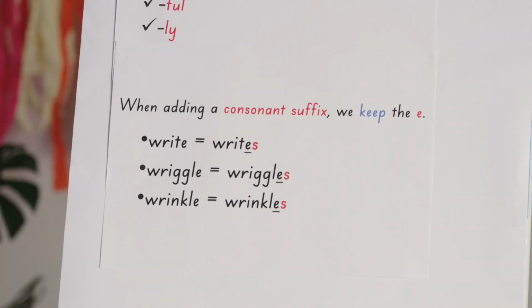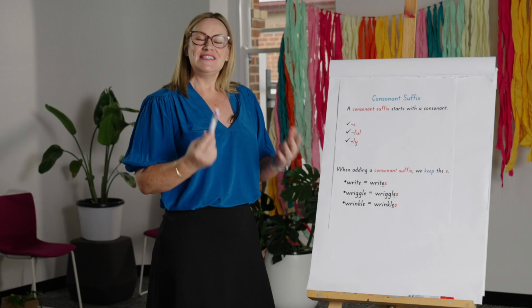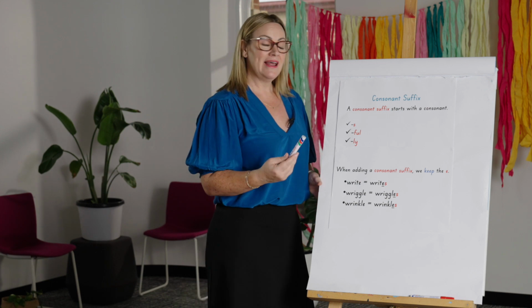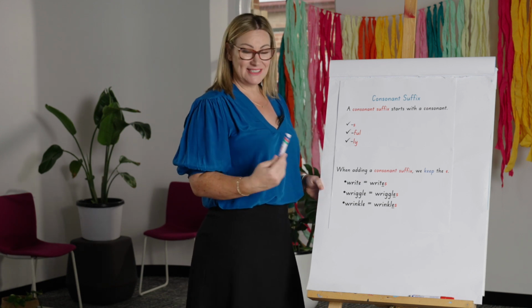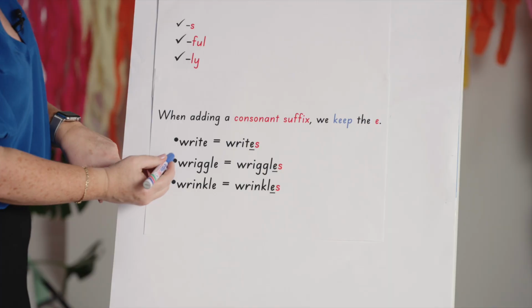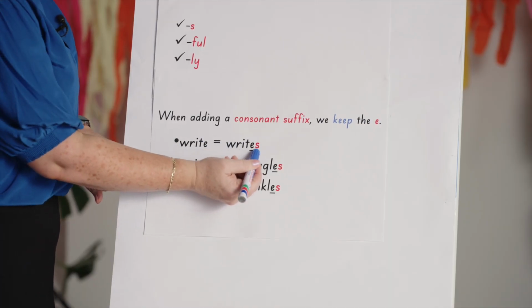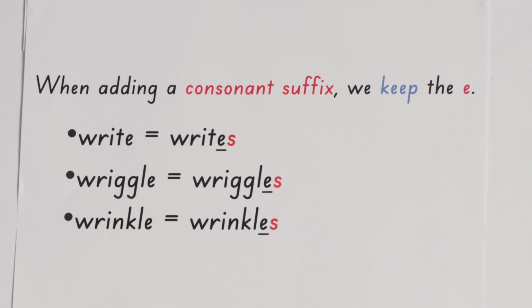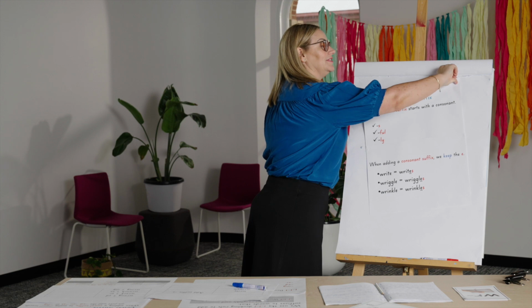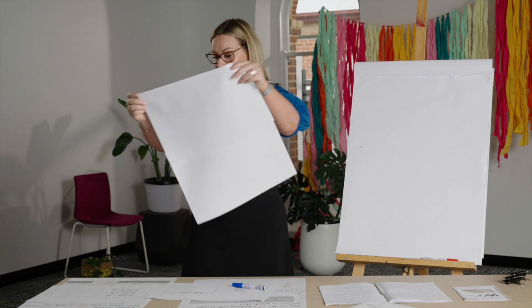Look at this. Here are the answers again. It's really simple. It's just a refresher for you today. So when you add that consonant suffix S to the end of these words, you need to keep that E. So write becomes writes, wriggle becomes wriggles, and wrinkle becomes wrinkles. Great. Bear with me. I'm just going to change this over now because we've done consonant suffix.